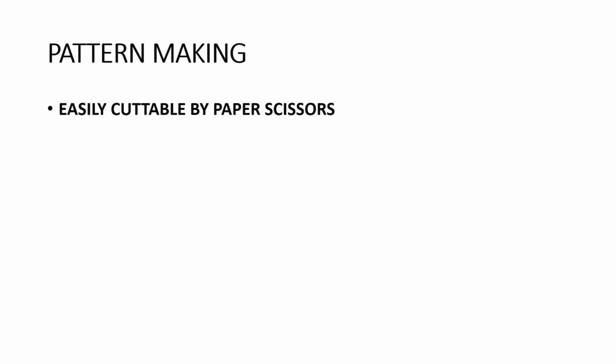Now in pattern making also, the paper that is selected must be easily cuttable by paper scissors. It should not be too thick. That's why the proper thickness of the paper plays an important role in pattern making. And the quality of those papers is very important, because ultimately this will tell how the cutting operation will go, based on these patterns.